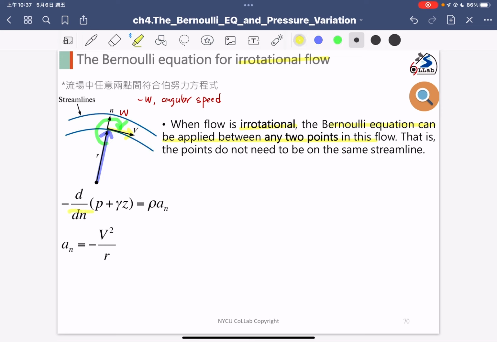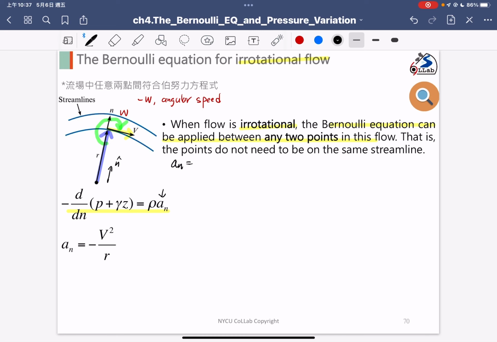We call that Euler's equation, right? But for Euler's equation right now, we change the velocity accelerations to the acceleration along the normal direction. So we have a normal direction along the r-axis.